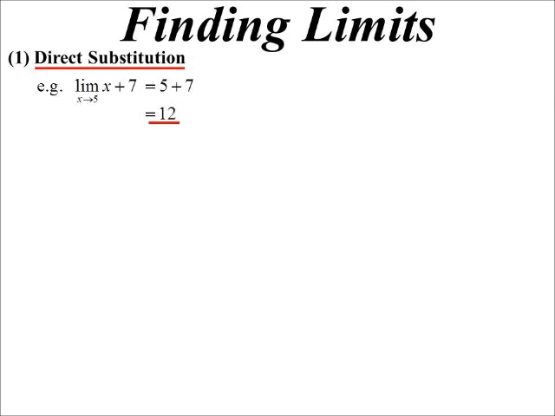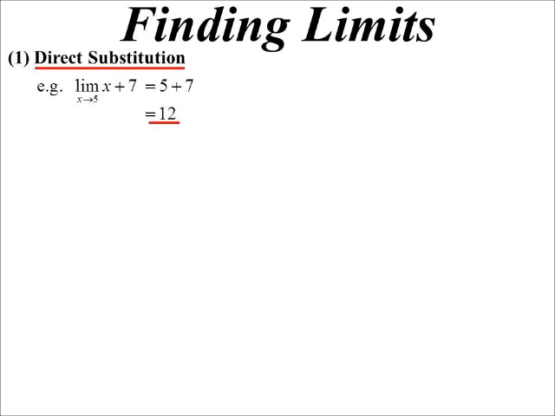So how do we find limits? Direct substitution is the easiest way. I mean, if you've got the equation of a function, substitute the number in, and you're going to see what y value it goes to if it is defined at that point. So if I just simply was looking at this line, x plus 7, there's the graph, and I want to know what's happening as x approaches 5. Well, I'd just substitute in 12. The y value must be approaching 12.